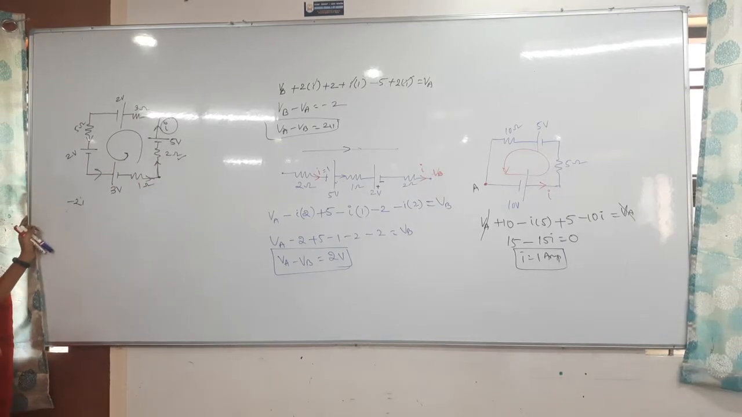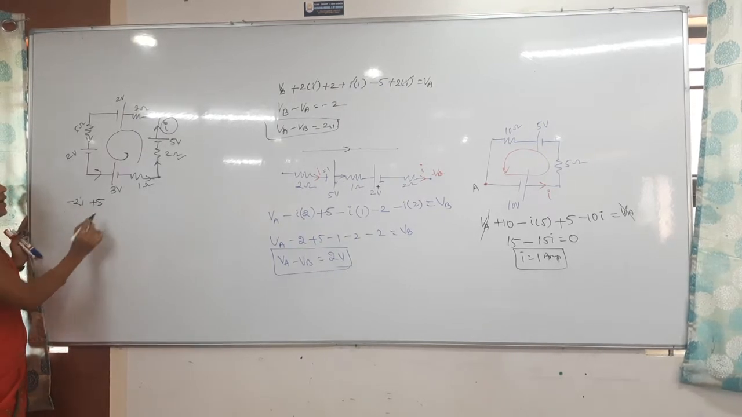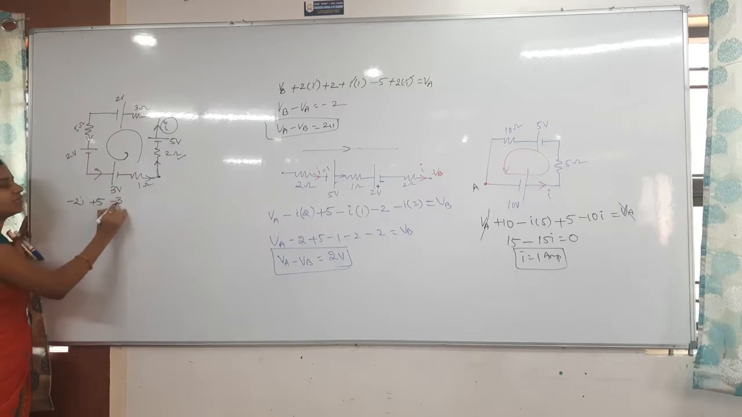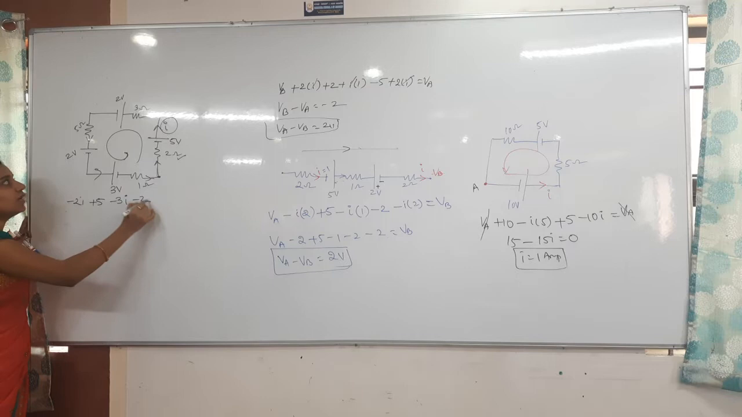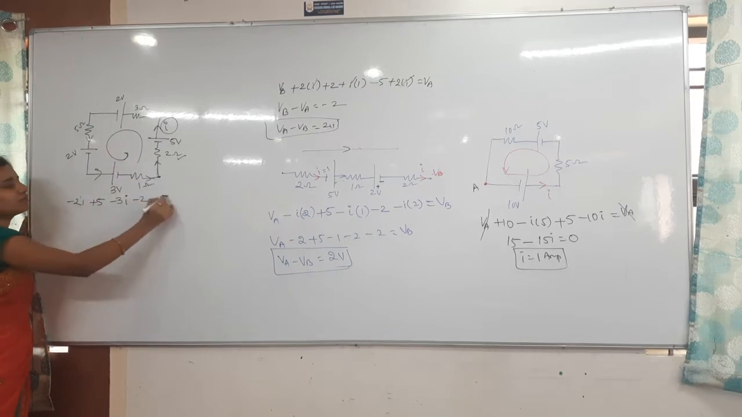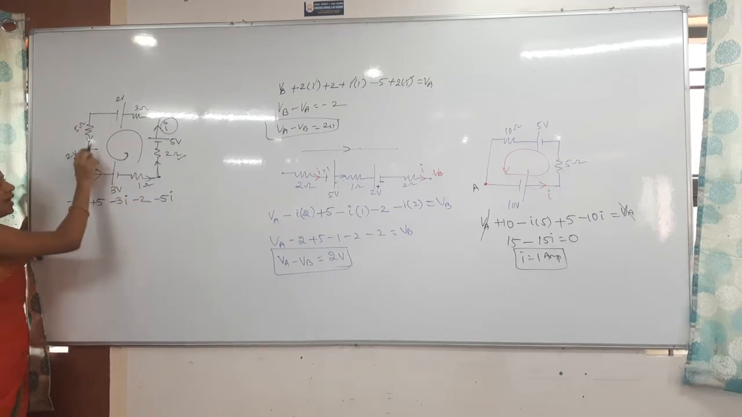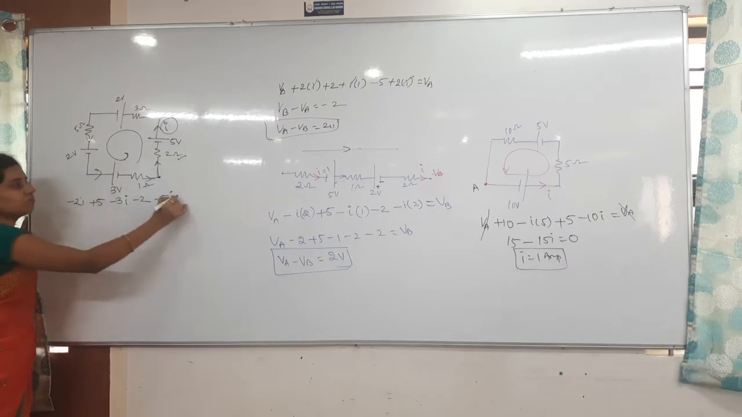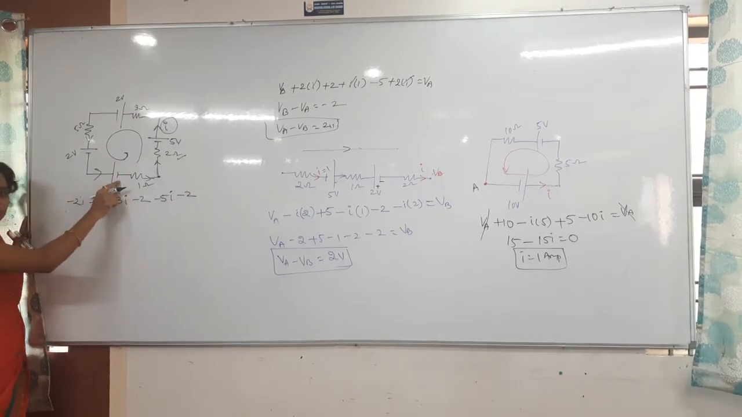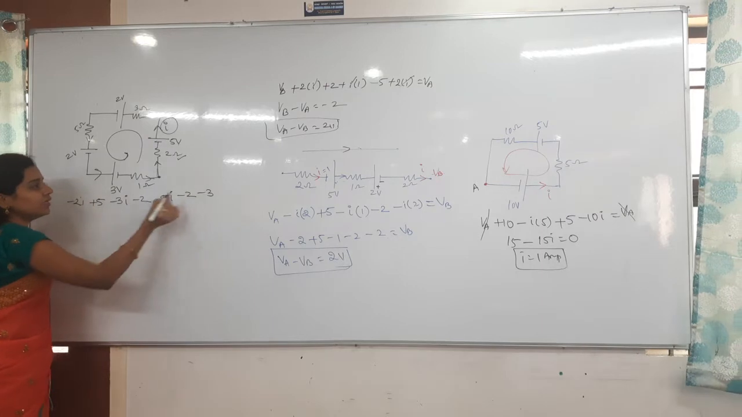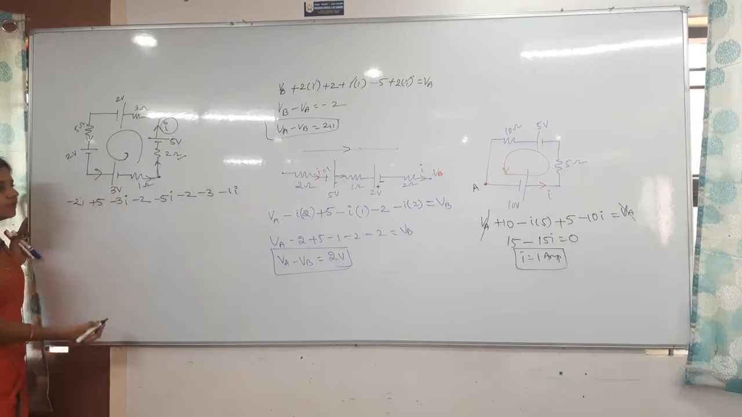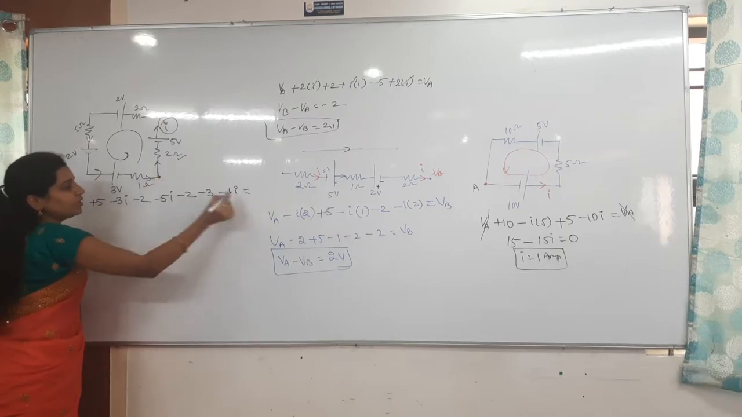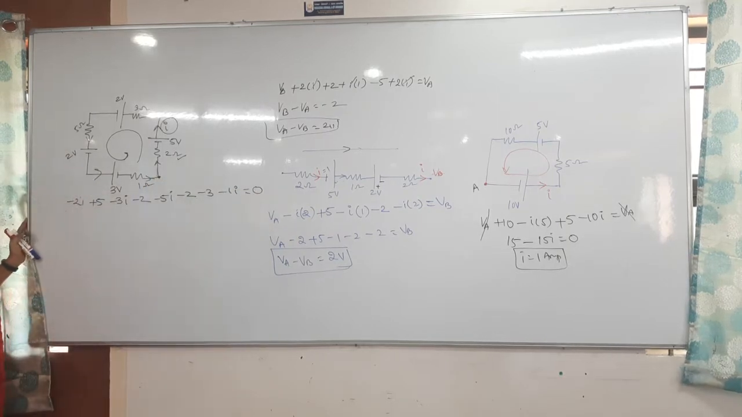Then battery we got from lower to higher potential. Nothing but what will you get? Plus 5. And then here what will you get? Minus 3i. And then higher to lower, minus 2. And then here what will you get? Minus 5i. Higher to lower potential, minus 2 volts, and higher to lower potential minus 3, and then here what will you get? Minus 1i. That is equal to, you are reaching at this point only again, 0. Sum of the potentials is 0.